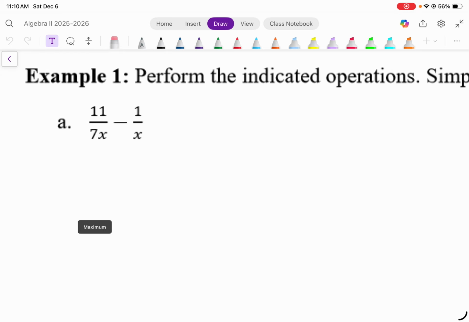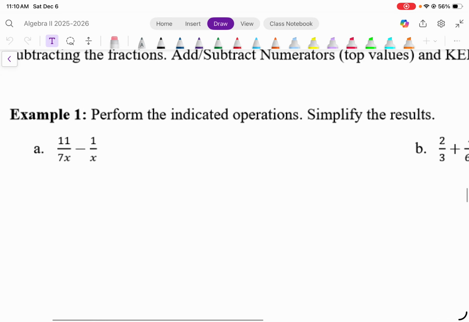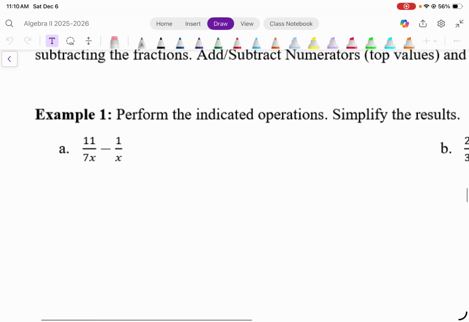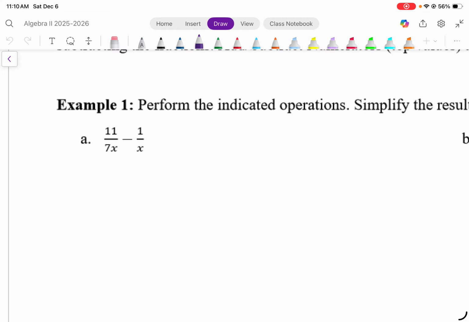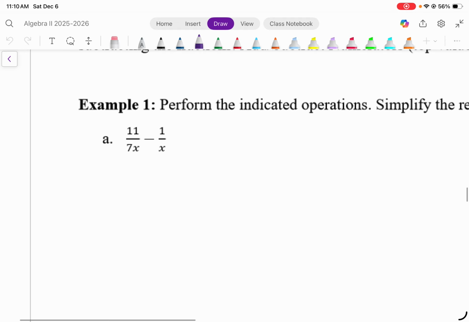So if you look at this first example, it says perform the indicated operations and then simplify the results. The important thing is you do need to make sure you simplify your final answer. So when we're solving these, we want to get a common denominator. And the common denominator, we want it to be the lowest possible number, or what we will call it is our LCM.